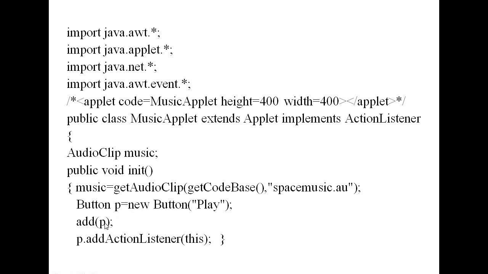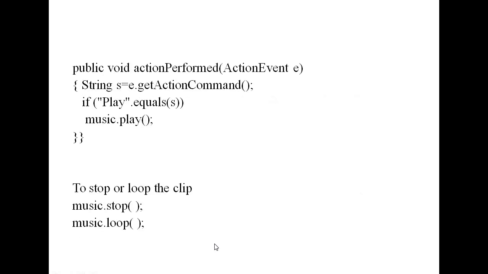So p should be added to the event model. The add method is used, and the parameter is the button object. Then this p is registered with the event class, that is ActionListener. So addActionListener will register this p object with the event model.